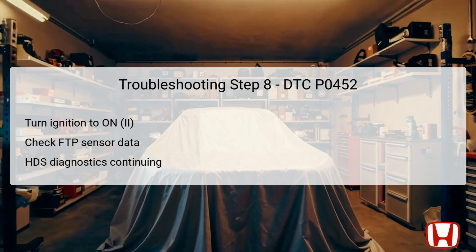energize once more. This action enables the possibility of gathering FTP sensor data without the sensor's influence or bias in the readings. Using the HDS, re-examine the FTP sensor data in the data list to check if the reading is again at approximately -7.3 kilopascals, -2.16 inches of water, -55 millimeters of mercury, or 0.3 volts or less.